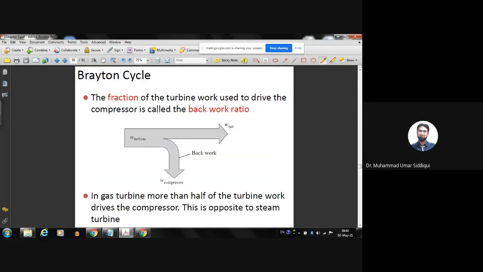We have another terminology within the Brayton cycle. We call it the back work ratio. It is the fraction of the turbine work used to drive the compressor. We know that of the output of the turbine, part of it is used to run the compressor, and the remaining is basically your net work. The fraction used by the compressor is known as the back work ratio.